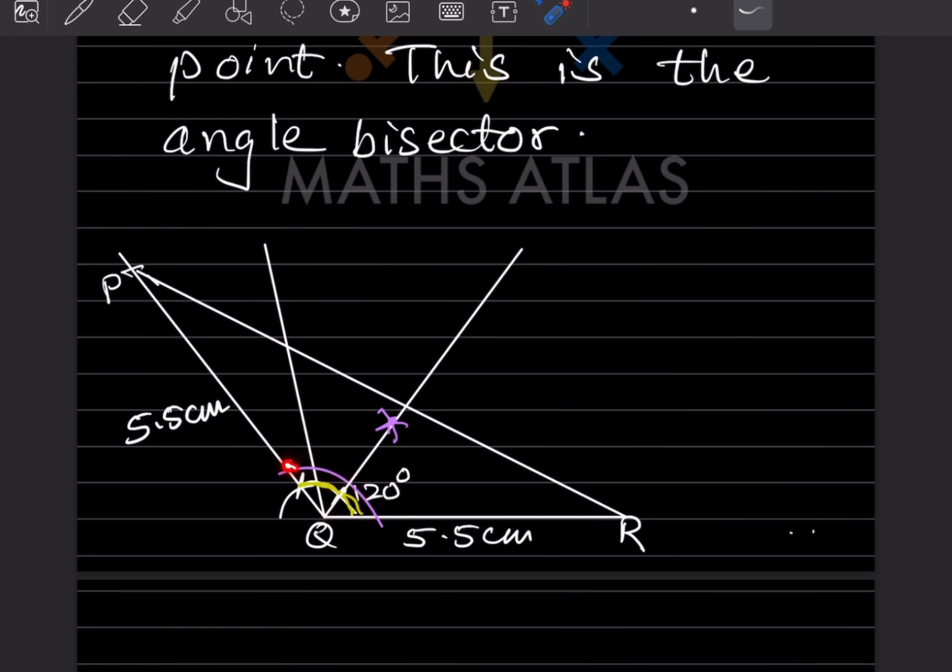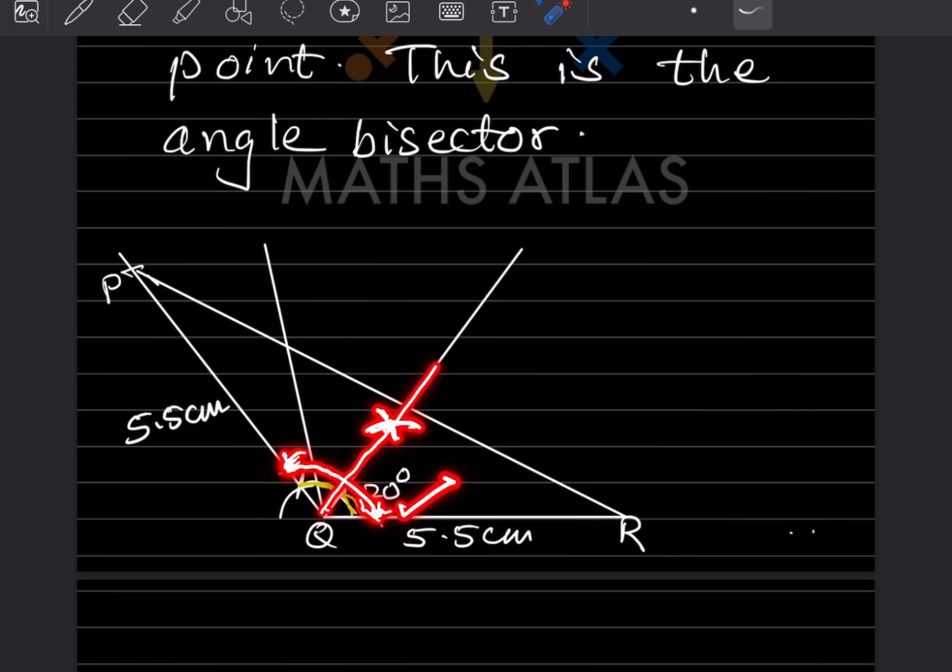So taking this point, after drawing this arc, these are the 2 points. So from here you will take a suitable distance and draw this arc. From here you will take a suitable distance and draw this arc. Hope this is clear. After drawing these 2 arcs, you are going to take a suitable distance, draw this arc. From here you will take a suitable distance and draw this arc. So now this is the point of intersection.